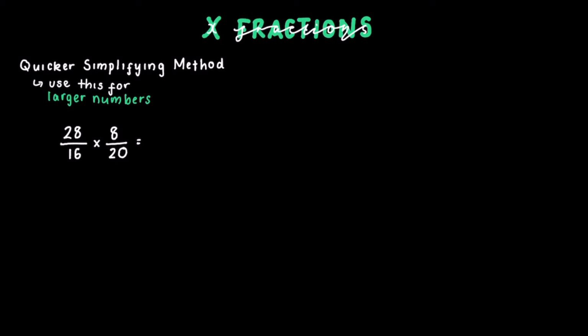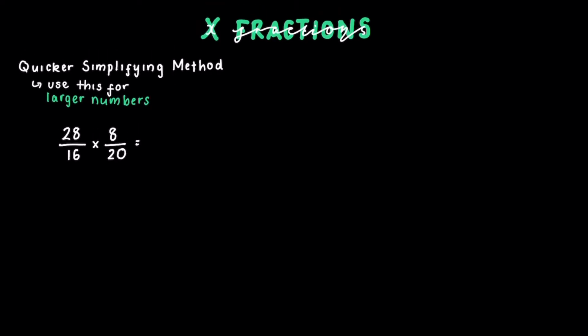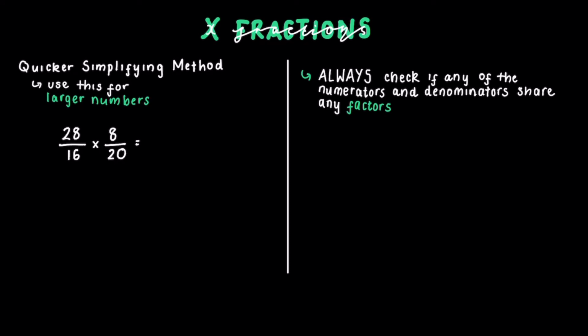And this is a point to mention, when multiplying fractions, they don't always have to be in their simplest form, meaning that the numerator doesn't always have to be smaller than the denominator. So the first step for this method is to always check if any of the top numbers, the numerators, or the denominators, the lower numbers, share any factors. And if you don't know what a factor is, it's a number that can go into another number. So for example, 2 is a factor of 6 because 2 can go into 6.